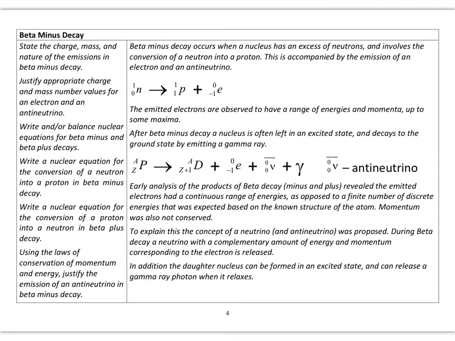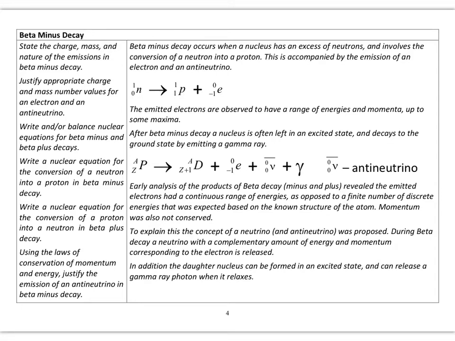Okay, so now let's look at beta minus decay in some more detail. Beta minus decay occurs when a nucleus has an excess of neutrons and involves the conversion of a neutron into a proton. And we're going to talk about some of the other things that happen, but essentially at its core, we have a neutron that becomes a proton. Obviously, to conserve charge, we also need to have an electron emitted, because a proton has plus 1 charge and an electron has a negative charge, that gives us a 0 overall charge, which just matches a neutron.